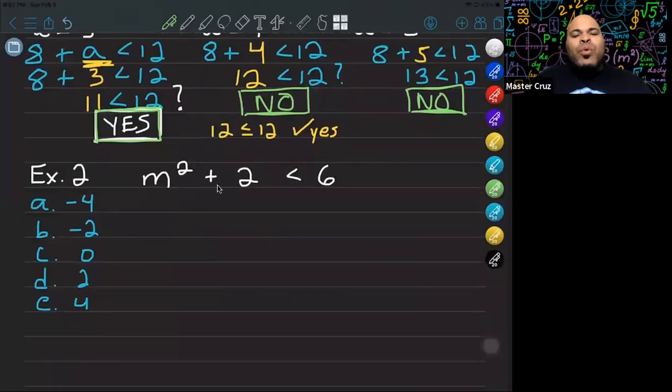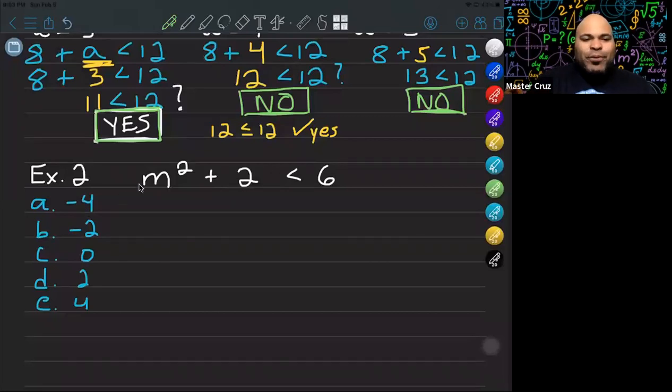It says m squared plus 2 is less than 6. How can you check if this is a solution? Well, again, you could follow the same steps of substituting the numbers. However, for the first time that I'm going to solve this, I'm going to do it a different way. Let's just plug it in.